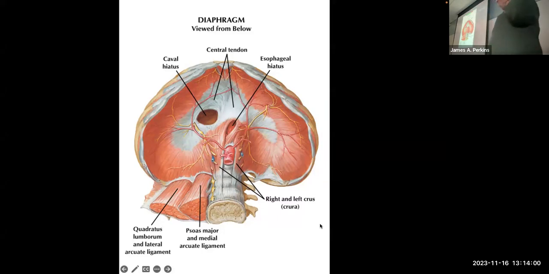Over the quadratus lumborum, yeah. Medial is over the psoas, lateral is over quadratus lumborum. Did I say that wrong? No, you said it right. Okay, thank you.